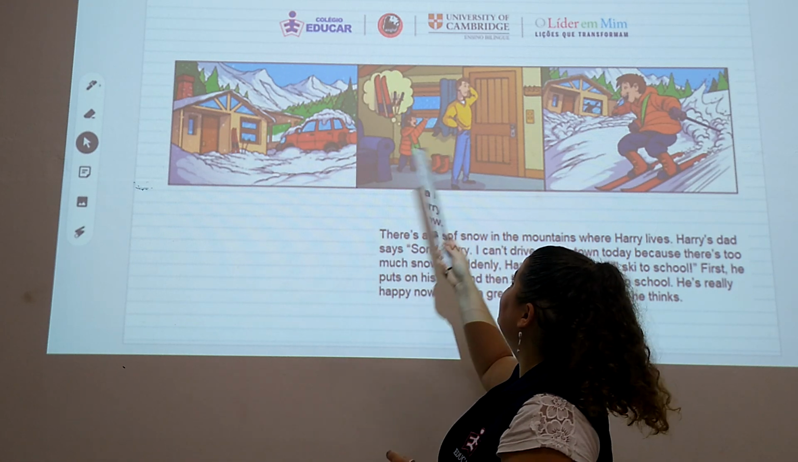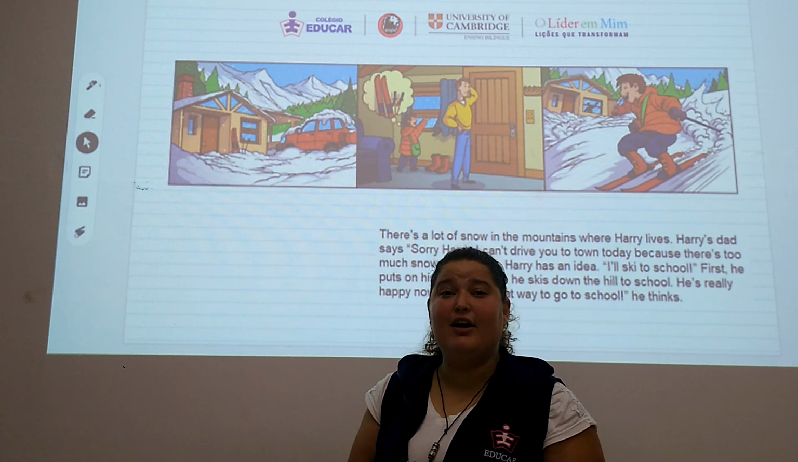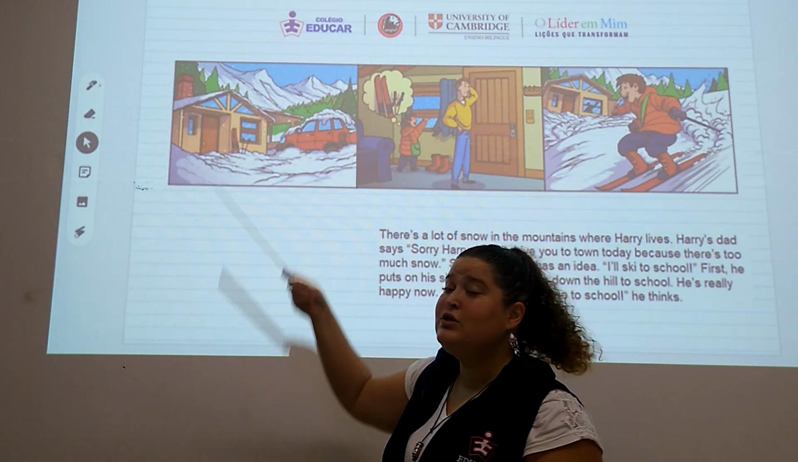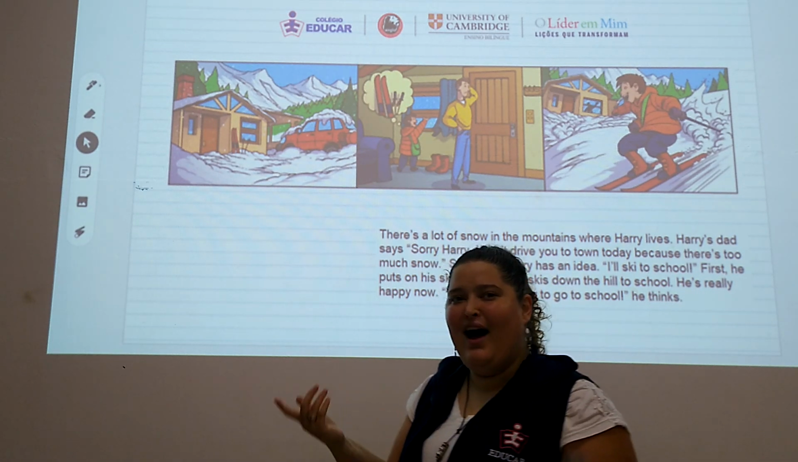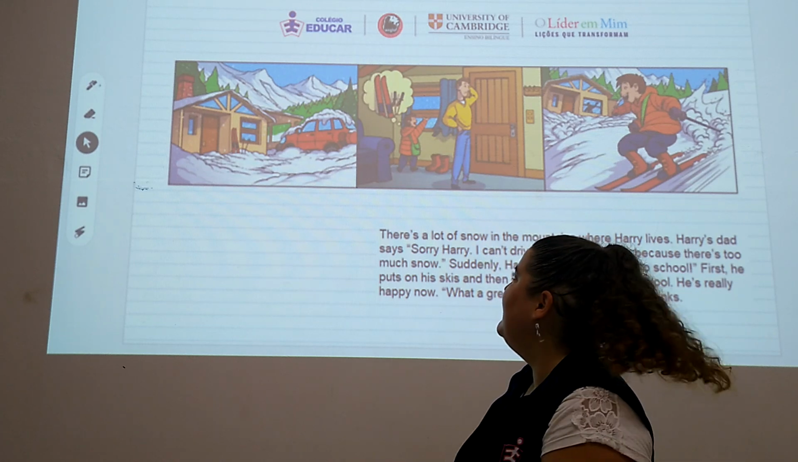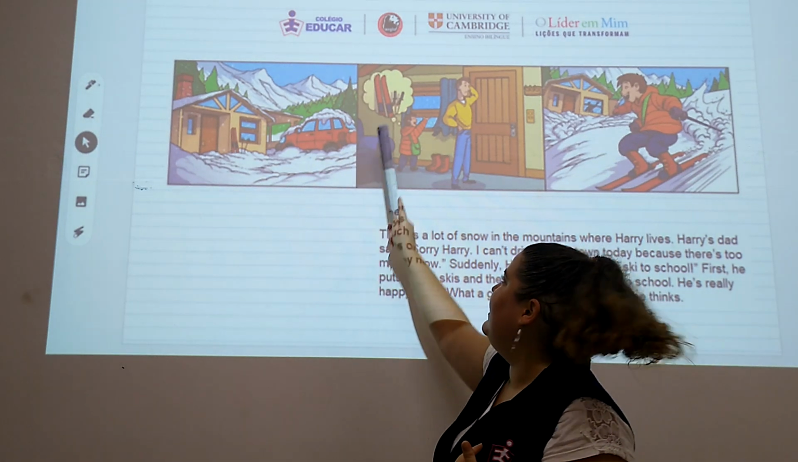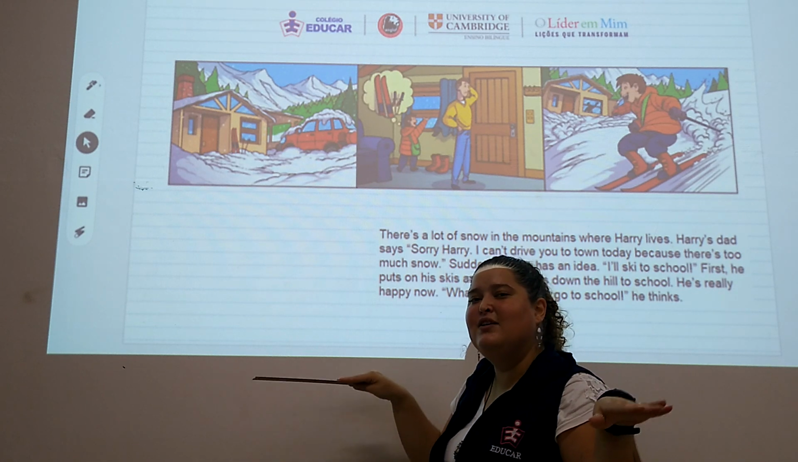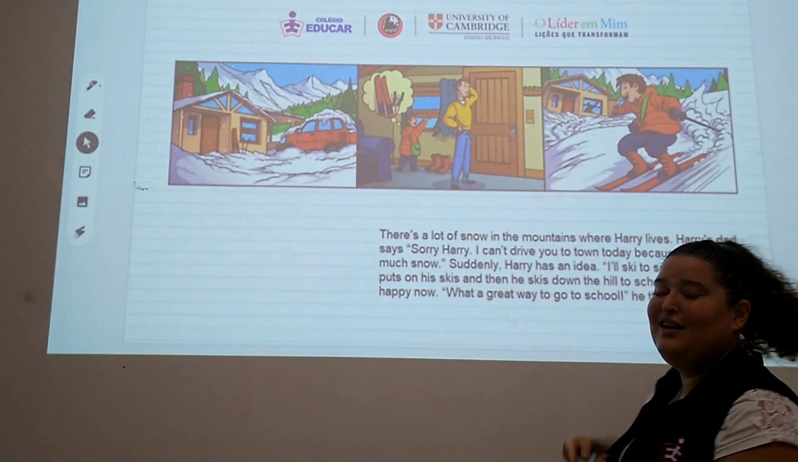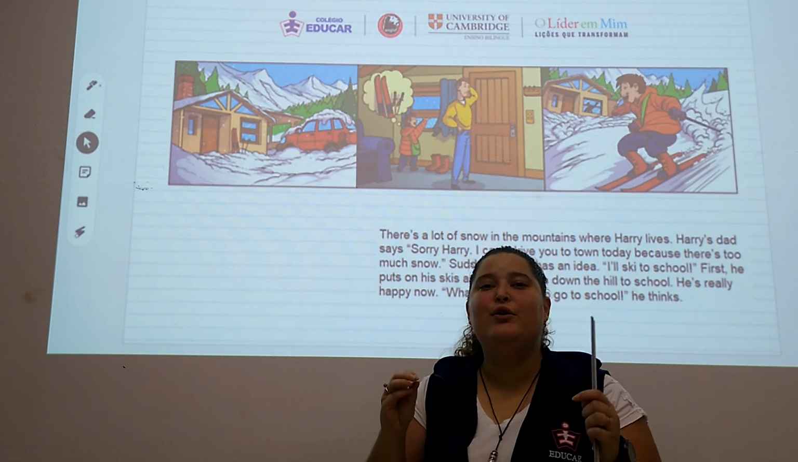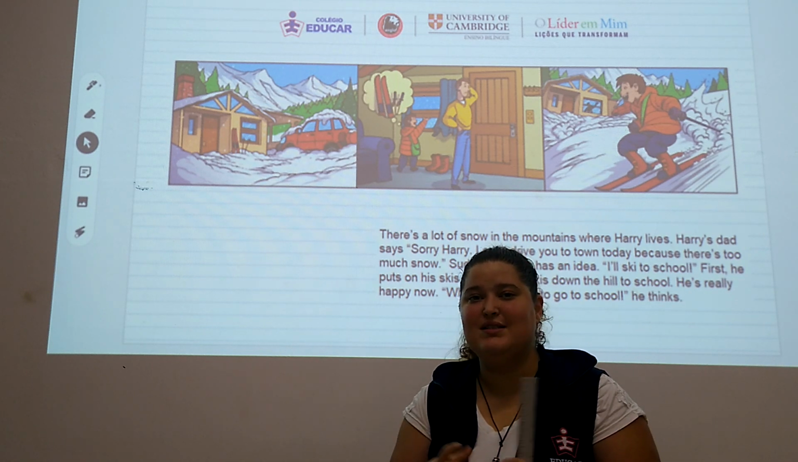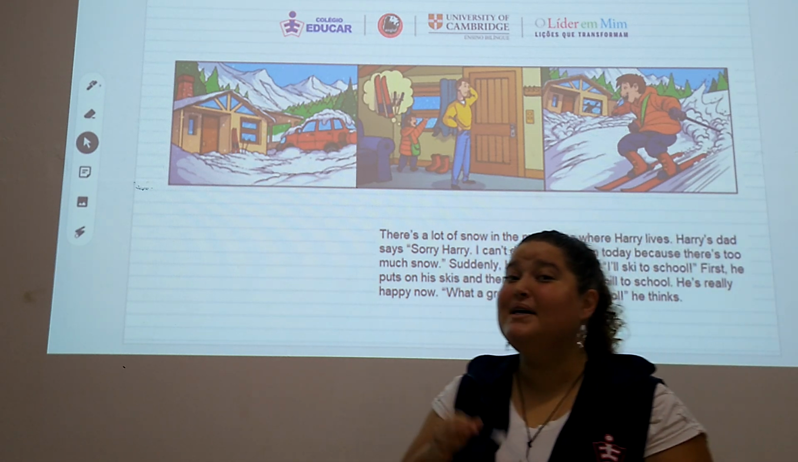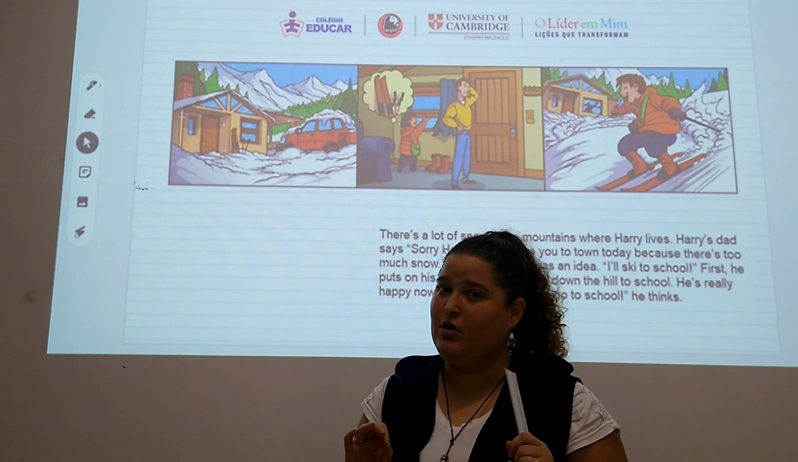His father says, Harry, I can't drive you to school. There is too much snow on the floor. So Harry got an idea. Dad, why can't I go with my skis? I can ski to school. And then he goes skiing to school. You can make shorter stories. Doesn't need to be so long, but need to have at least 20 words.